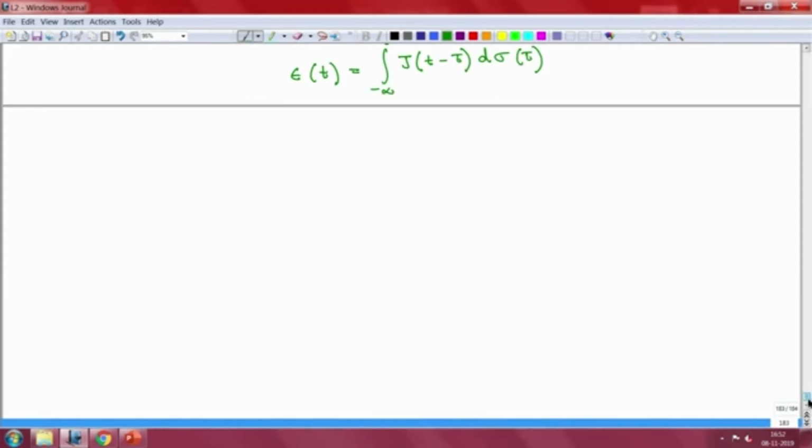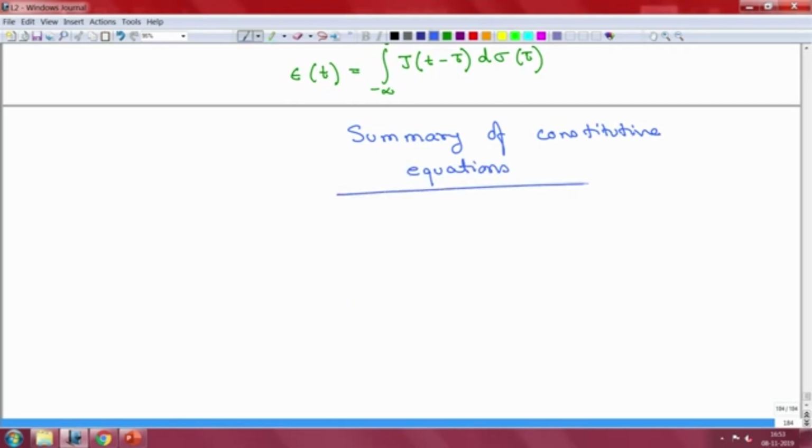So, now what we are trying to do is sort of conclude what we have in general learnt, and we are now in a position to write the summary of the various constitutive equations. Okay. So, in our case this goes actually from 0 minus. So, I will just put 0 here, minus 0, actually in that case just put minus 0 minus.